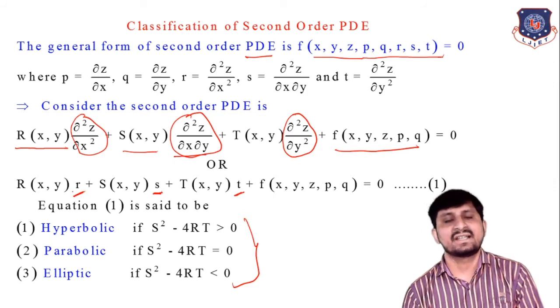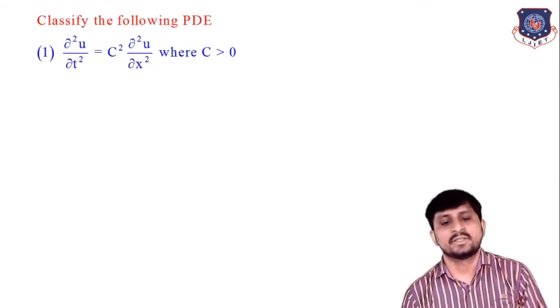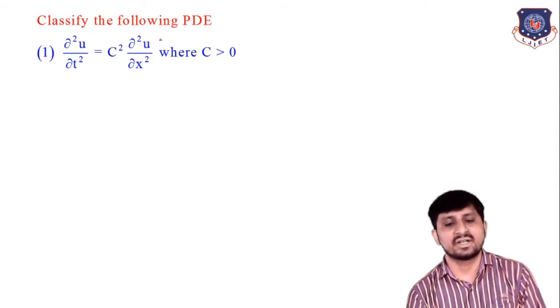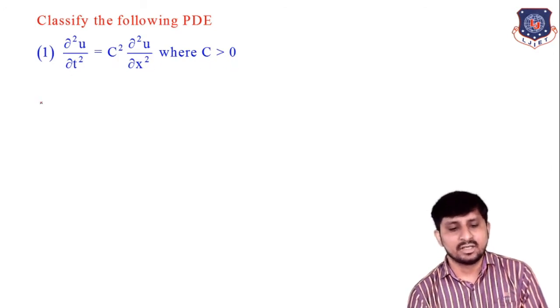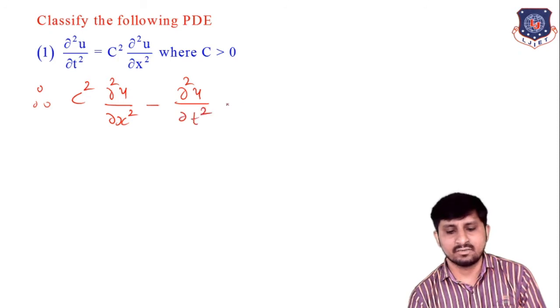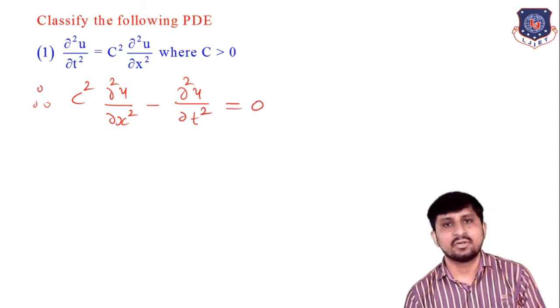So let's solve some examples. This is my first example. Classify the following partial differential equation. Here you can see that del square u by del t square is equal to c square del square u by del x square, where c is greater than 0. Now rewrite the same equation in this form: c square del square u by del x square minus del square u by del t square is equal to 0. Here instead of x and y, we have x and t.